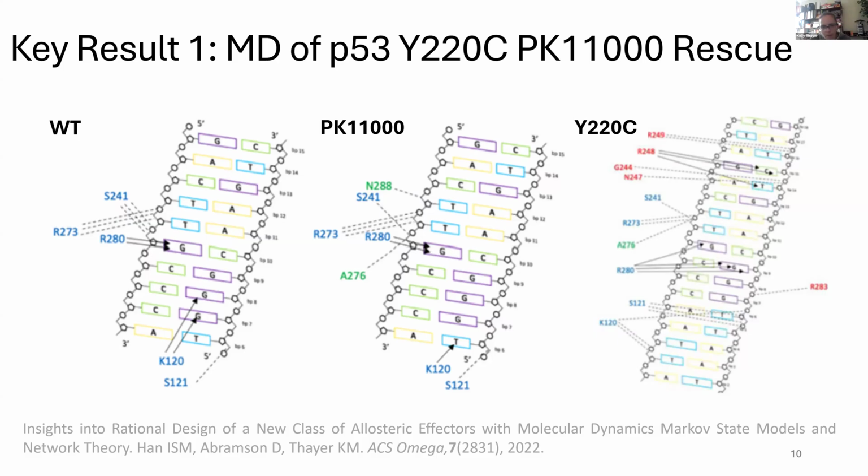So let's take a look across wild type and PK11000. When I say PK11000, I also mean that the mutation Y220C is present. So the outlier is the Y220C because look at how many hydrogen bonds it has. It has way more hydrogen bonds than it's supposed to. And the PK11000 is much closer to the wild type in terms of the hydrogen bond pattern. And so our understanding of how this works is that the long-range allosteric network is causing changes in the hydrogen bonds, how it actually interacts with the DNA.